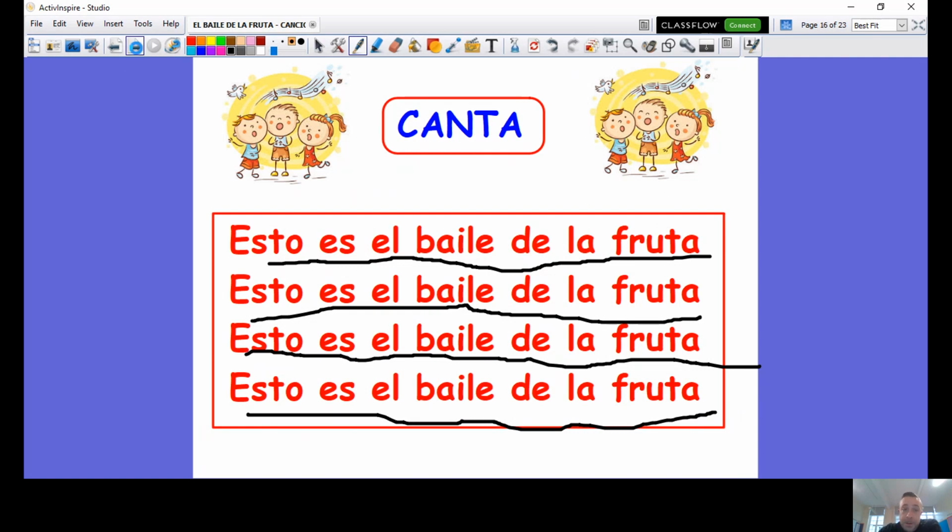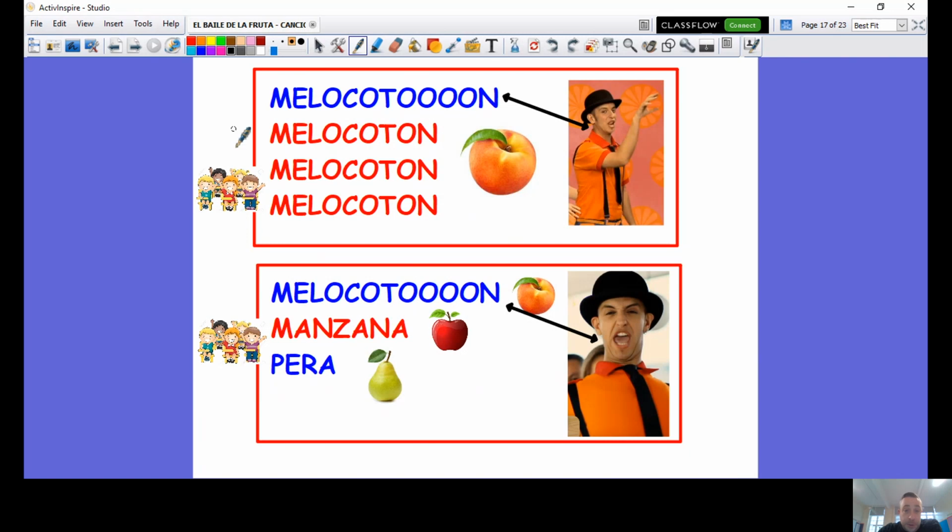What happens next? Well, Nacho is going to repeat his melocotón. We repeat after him, and then he's going to introduce a new fruit. It will be melocotón, manzana, pera. And as you can see, he's sticking out his tummy. So let's pretend Mr. Bell is Nacho. When I finish, you repeat.